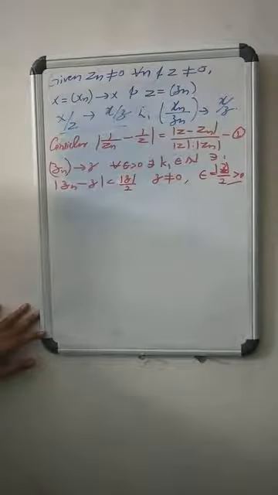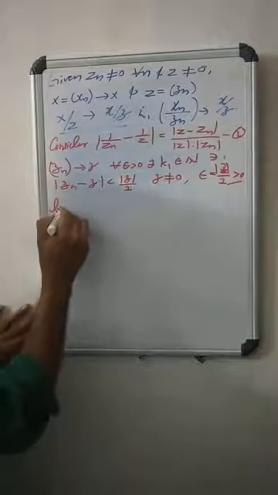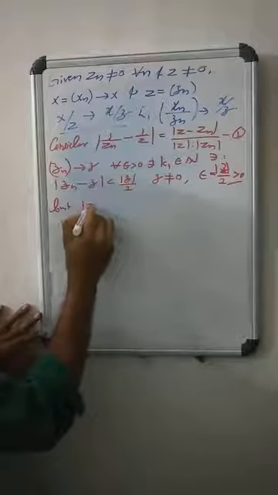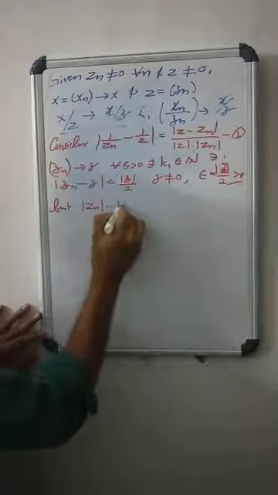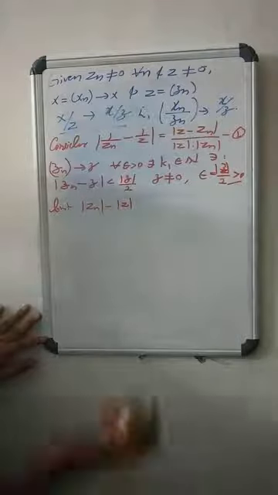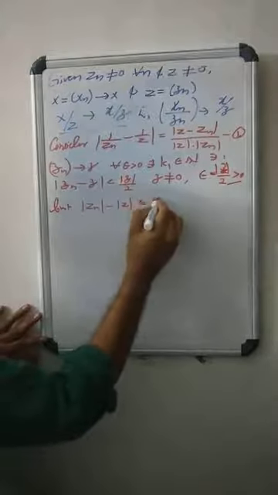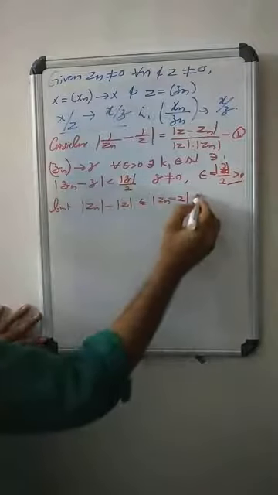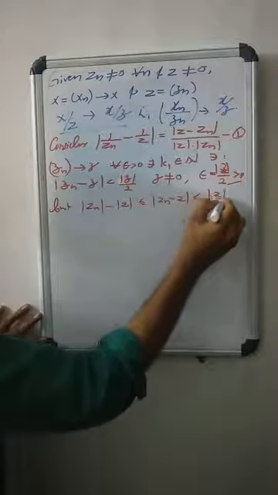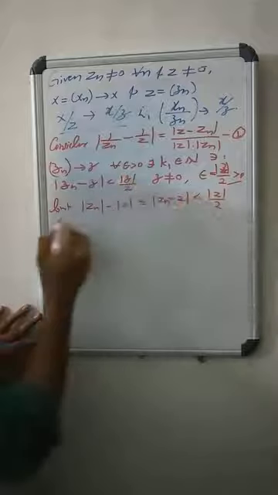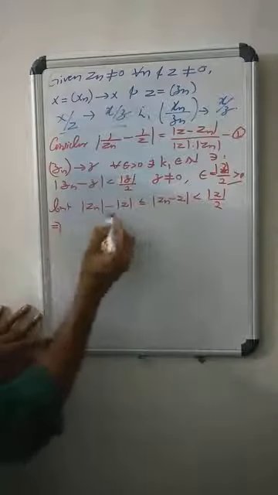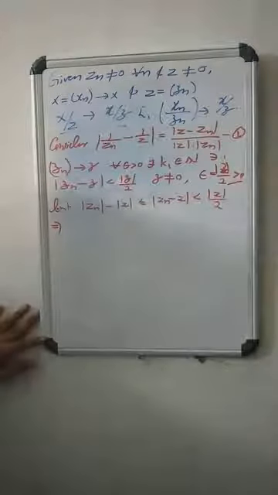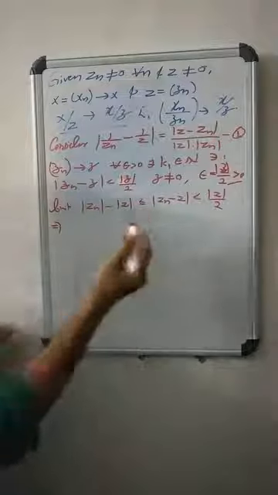But what about modulus of mod zn minus mod z? Mod zn minus mod z is less than or equal to modulus of zn minus z. Agreed? Which is strictly less than modulus of z by 2 by using this argument.